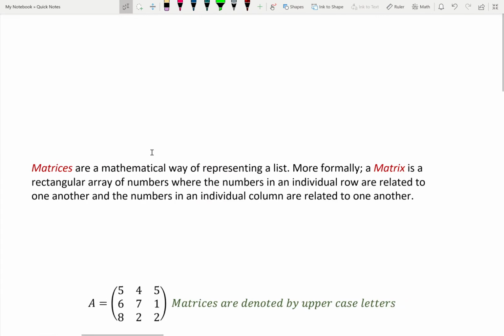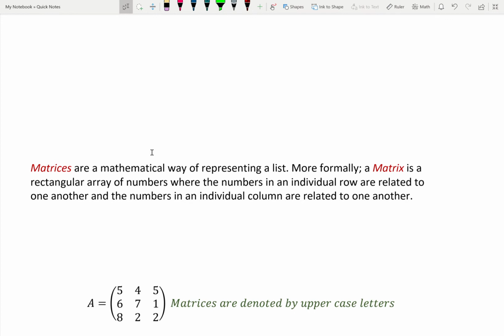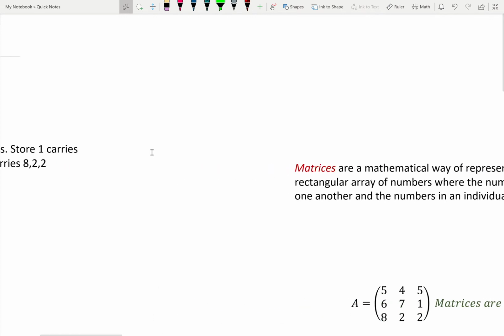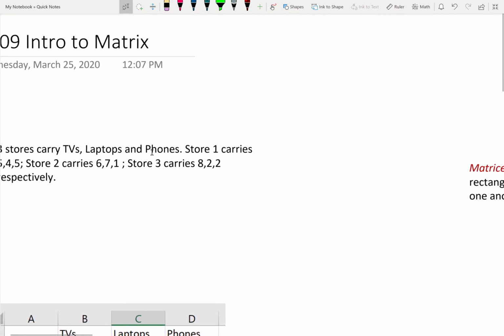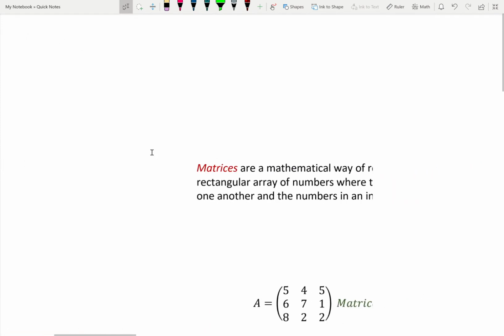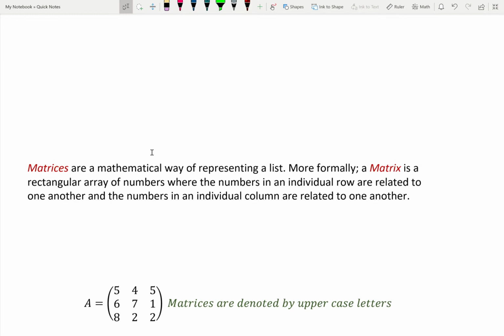So what is a matrix? Matrices are a mathematical way of representing pretty much a list. What do we have here? We just had a list of stores and a list of items that the stores carry and how many were in each store. So that's all that matrices really represent. It's just a list of items. More formally, a matrix is a rectangular array of numbers where the numbers in an individual row are related to one another and the numbers in an individual column are somehow related to one another.